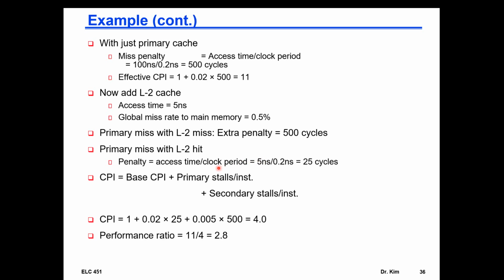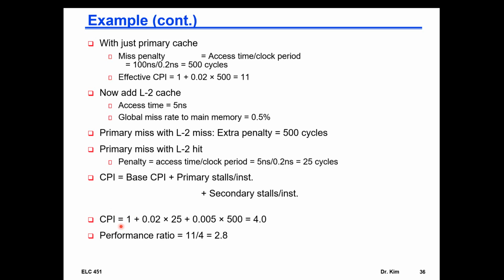So the equation for the effective performance becomes the base CPI plus the penalty for misses on the primary cache, the level 1, plus the penalty for misses on the secondary cache. And remember, the penalty for the primary is now based on a 5 nanosecond access time. On the secondary, it is still based on a 100 nanosecond access time. What is going to be changing is the miss rates. Because level 2 is much larger than level 1, we're going to have a much smaller miss rate of 0.5%.